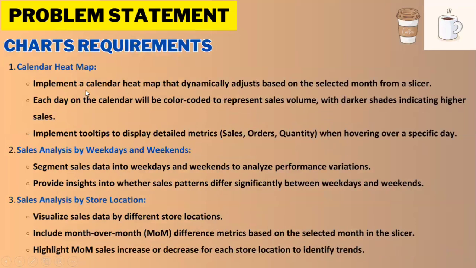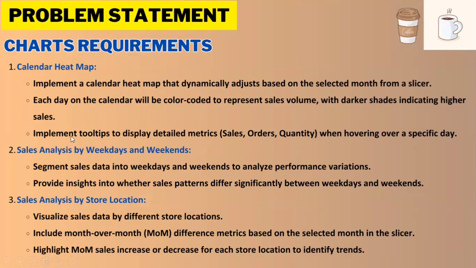Then here we have a chart requirement. In chart requirement, we have created a calendar heat map, implemented to dynamically adjust based on the selected month from a slicer. If we select a different month from the slicer that we have created, based on that month, the calendar consisting of days is going to change. And we have colored it. We have given different colors representing the sales volume. We have given a darker color to showcase that it is not performing, sales are low there. And we have given a lighter color to showcase that it is performing well.